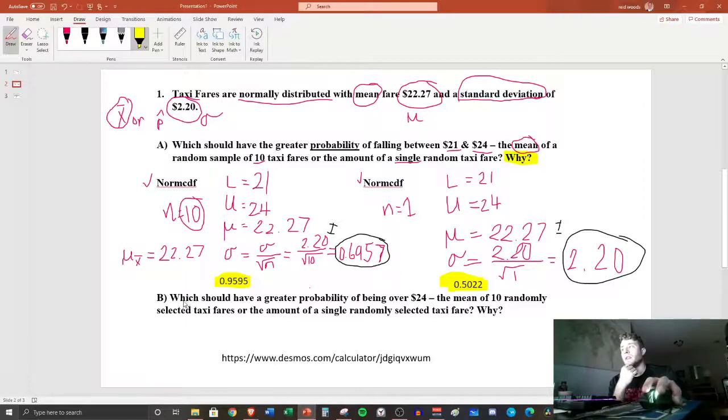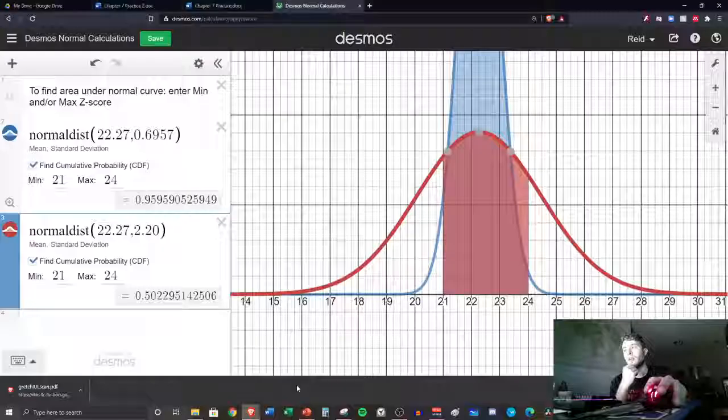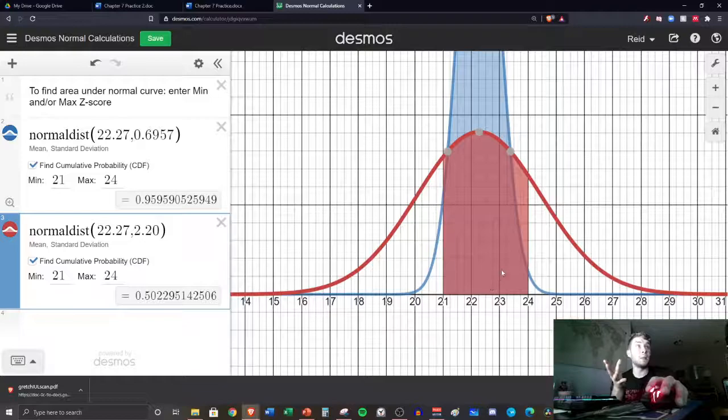So what about the bottom part here? Which should have a greater probability of being over 24? Greater than 24, so from 24 to infinity. Which one is more likely? Well, everything is the same except the boundaries. So you're just moving these shaded regions. Which ones have more data greater than 24?